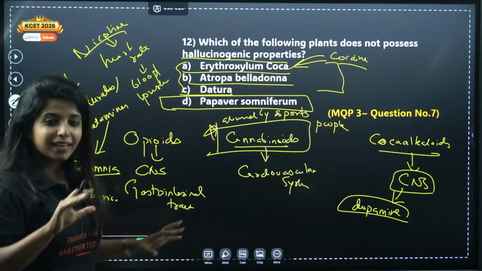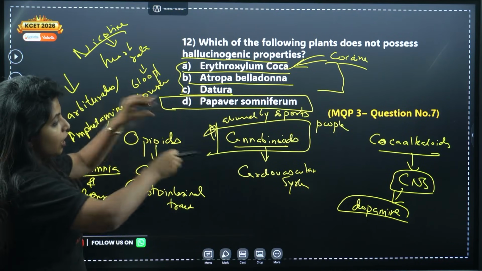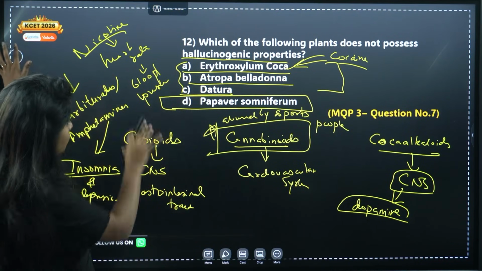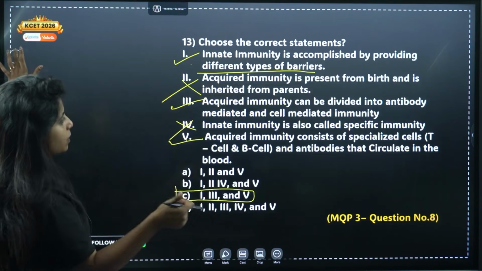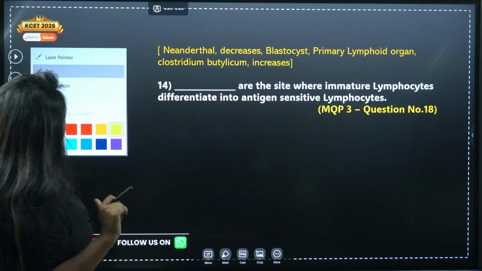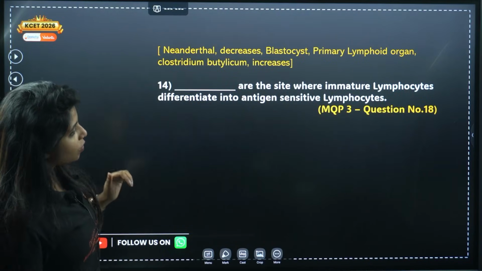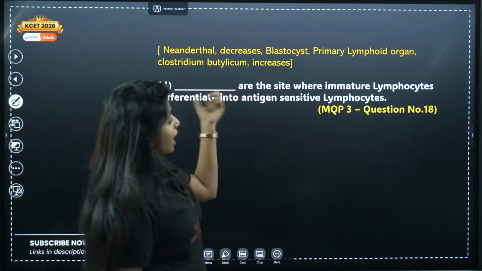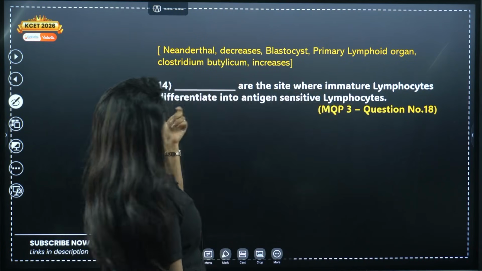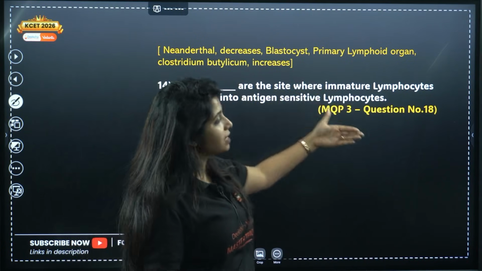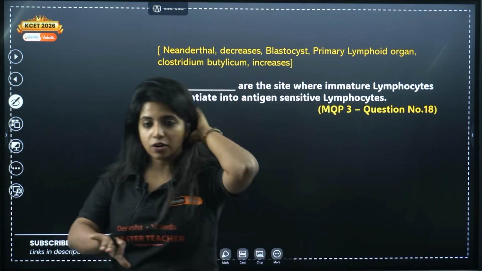Cool. I think I'm able to give you answers for a lot of questions from this particular slide itself. You might be seeing some questions, and you will get to know what I was trying to tell. Okay. Now question number 18: Dash are the sites where immature lymphocytes differentiate into antigen sensitive lymphocytes. This we have not discussed until now.